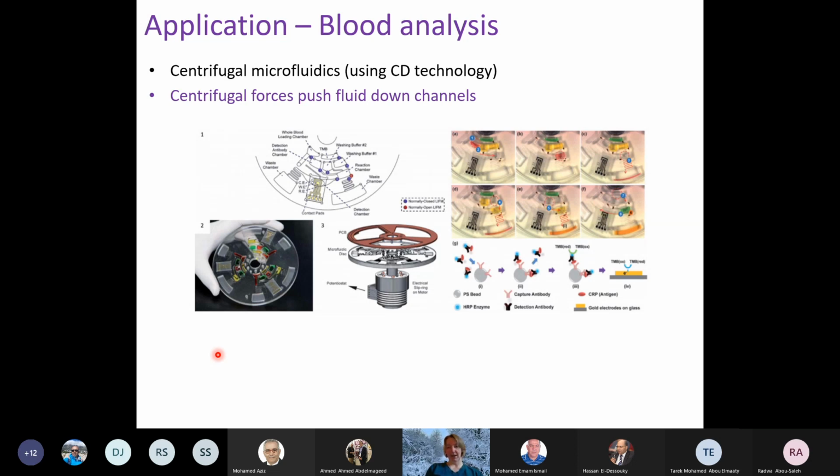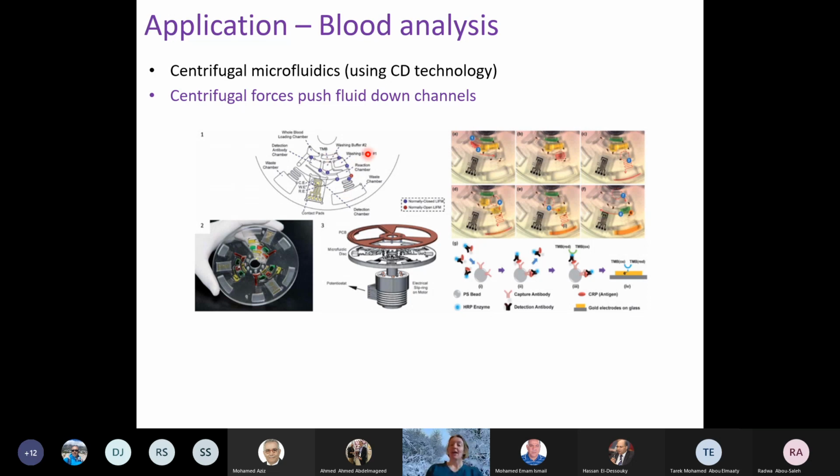Another huge area for microfluidics is in blood analysis, so this point of care diagnostics. And I just really wanted to show how they're integrating microfluidics with existing technology. So this is just a CD, so what we all used to have before we had Spotify. And on this CD, they've fabricated a microfluidic device. And when you spin it in a typical CD player, the centrifugal force is what drives the liquid around all these channels.